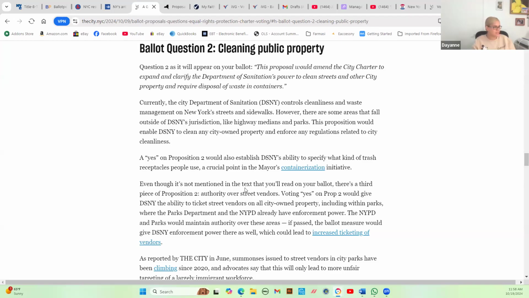Even though it's not mentioned in the text that you'll read on your ballot, there's a third piece of Proposition 2: authority over street vendors. Voting yes on Proposition 2 would give DSNY the ability to ticket street vendors on all city-owned property, including within parks, where the Parks Department and the NYPD already have enforcement power. The NYPD and Parks would maintain authority over these areas. If passed, the ballot measure would give DSNY enforcement power there as well, which could lead to increased ticketing of vendors.